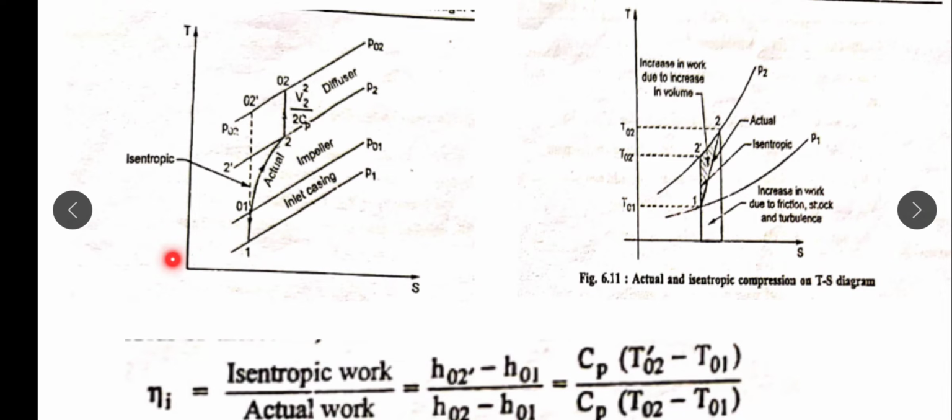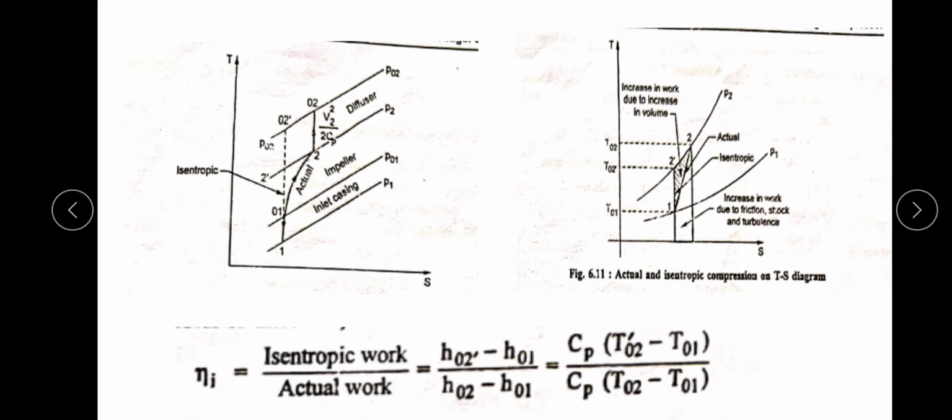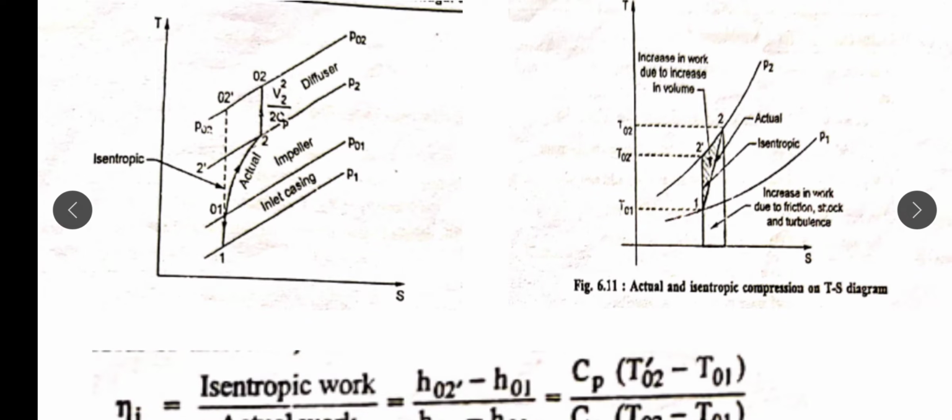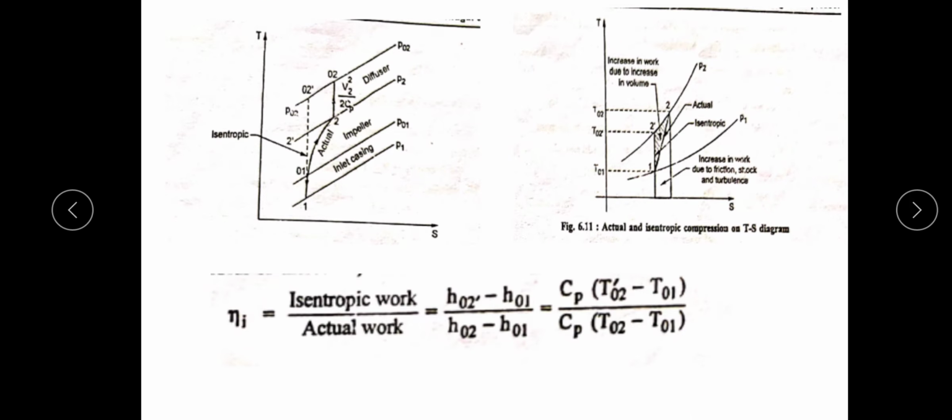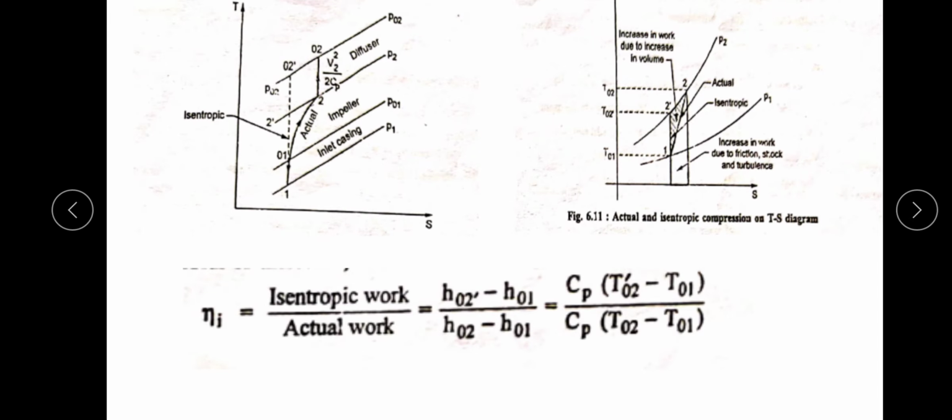Okay, that means we have to supply an extra amount of work to compensate for these losses, and to compress the air at the desired pressure and desired flow rate. So this is the difference between the actual and isentropic process, and simultaneously we can see the stagnation properties here also. Now we can define this isentropic efficiency initially in terms of the stagnation property.